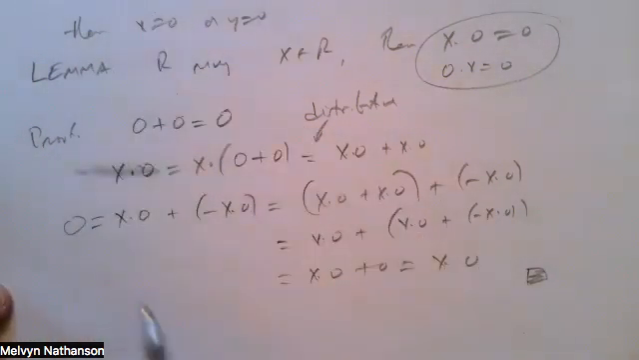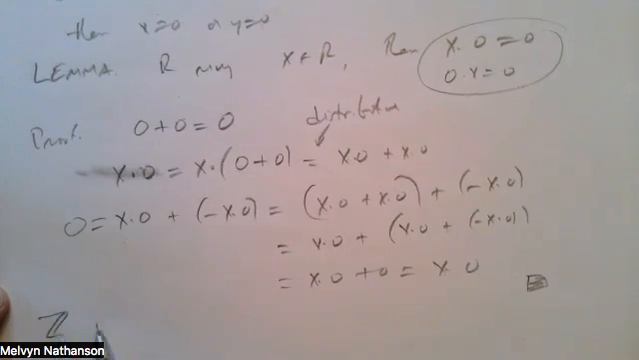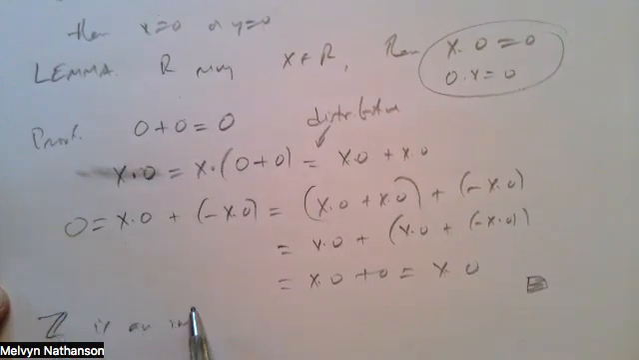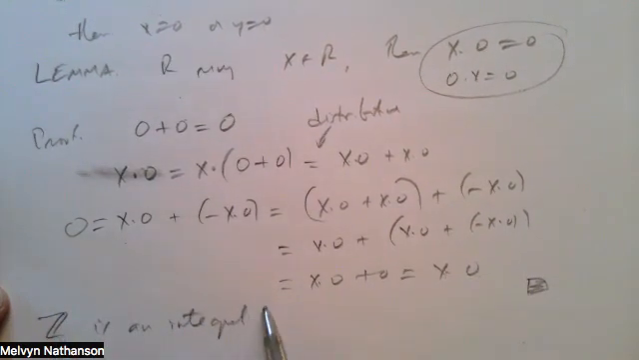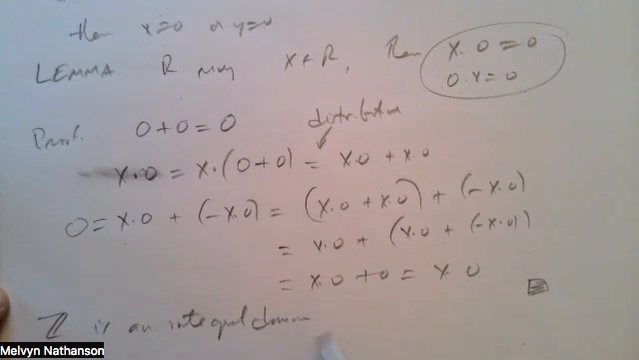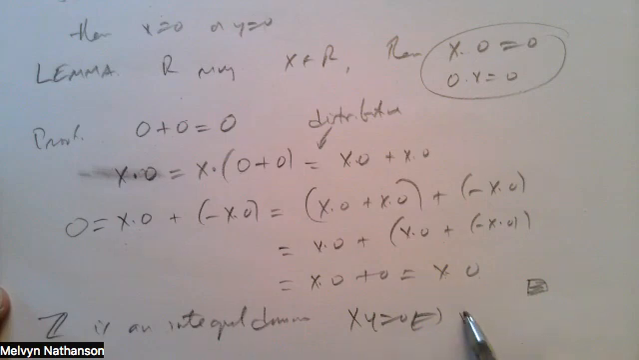So what are some examples of integral domains? Z is an integral domain, because for integers, xy equals 0 if and only if x equals 0 or y equals 0. If you multiply two non-zero numbers, you get a non-zero number.